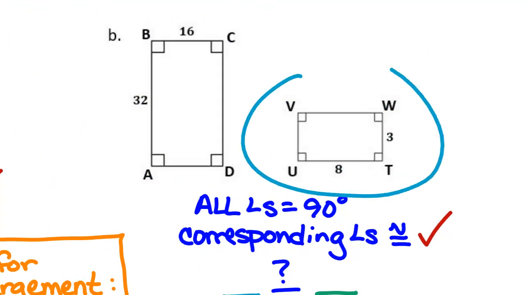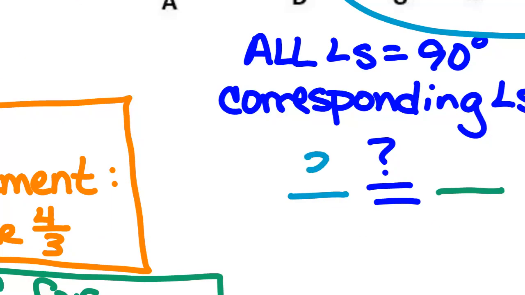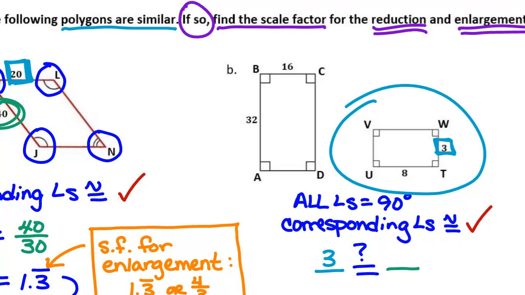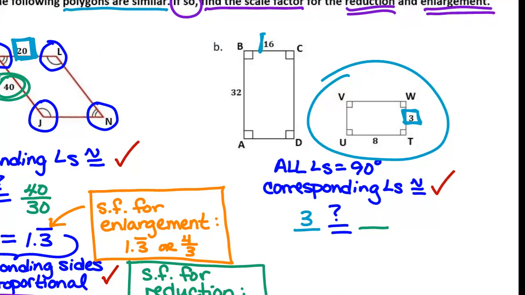So little rectangle first. I have one side that's 3 and one side that's 8. Which one do you guys want to go with? 3. So that's going to go in my first numerator. When I look at that rectangle, the side that's 3 is my short side, right? So what would that have to correspond to on the other rectangle? Has to correspond to 16. So 16 would go down in my denominator. What should my second fraction look like? 8 over 32.